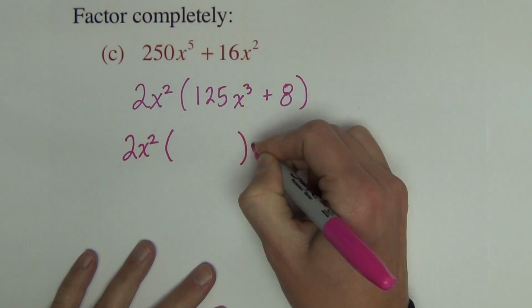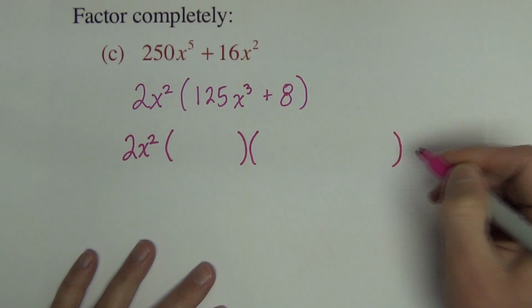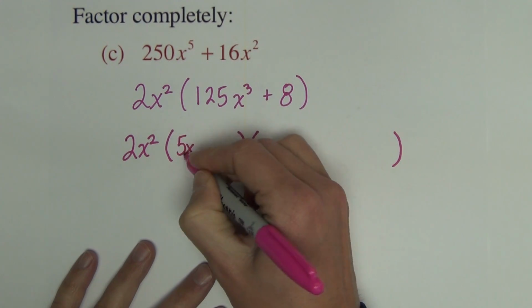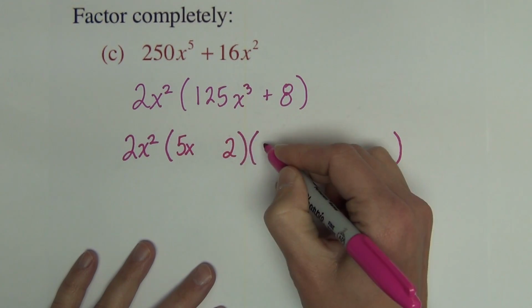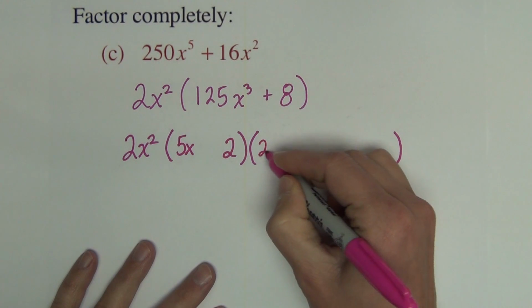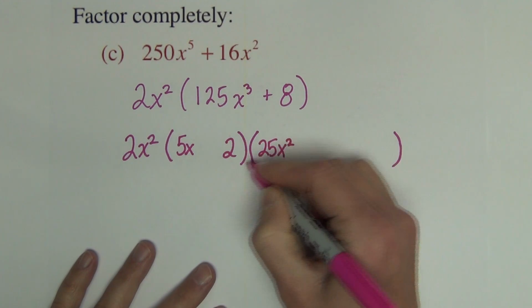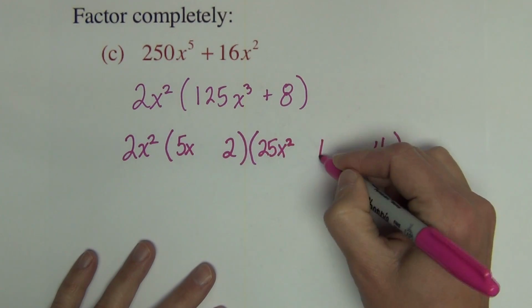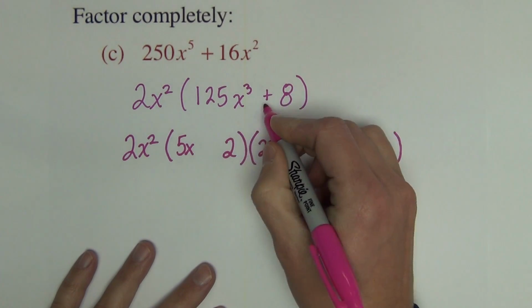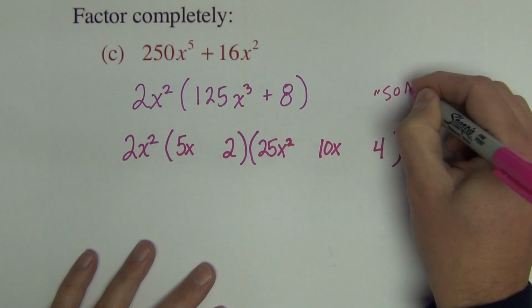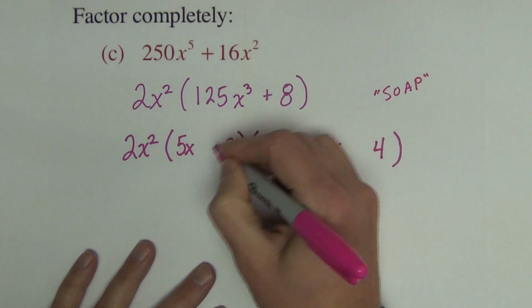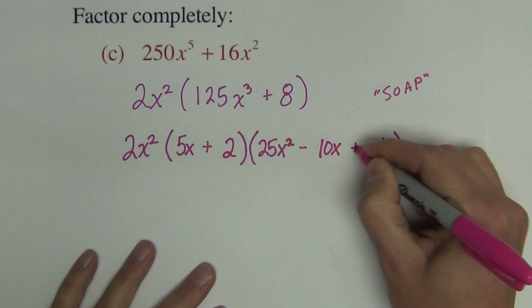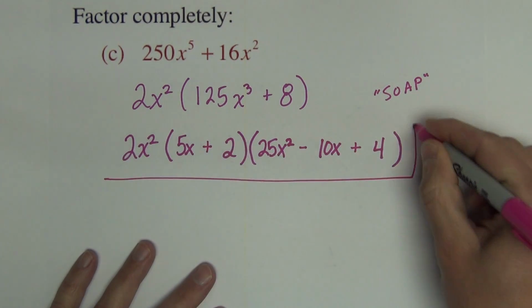It factors into a binomial and a trinomial. Cube root of 125x cubed is 5x. Cube root of 8 is 2. 5x squares to 25x squared. 2 squares to 4. Multiply together, get 10x. And now we do our SOAP, if you prefer. So the problem was plus, so same, opposite, always plus. And that's it.